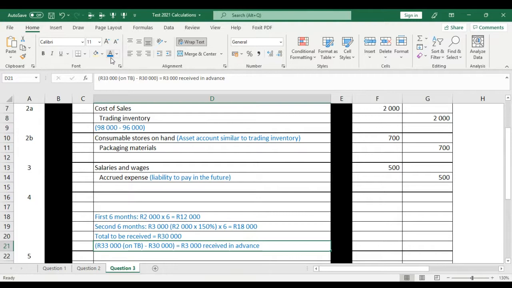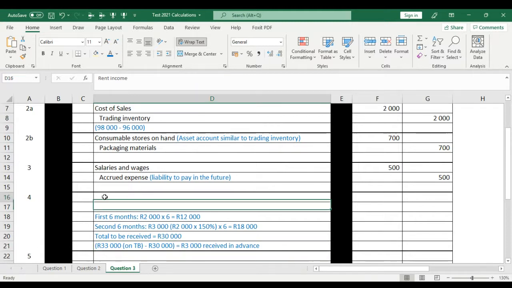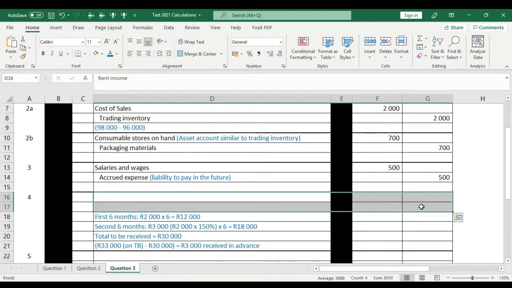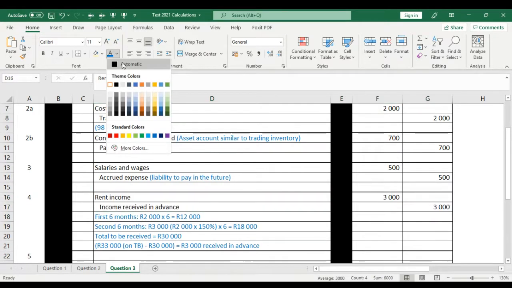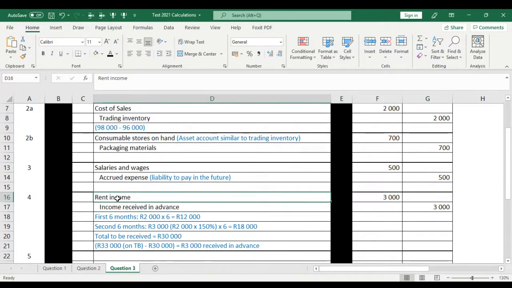So that means we've received 3,000 more income for this year than we should have. So that means we've received income in advance. So that is a liability, because we need to pay it back in the event that that person does not rent it, and that means our income needs to be reduced by the portion that relates to a different year.